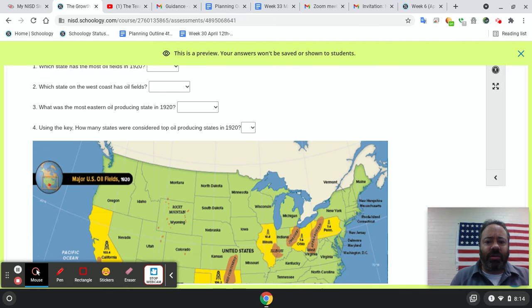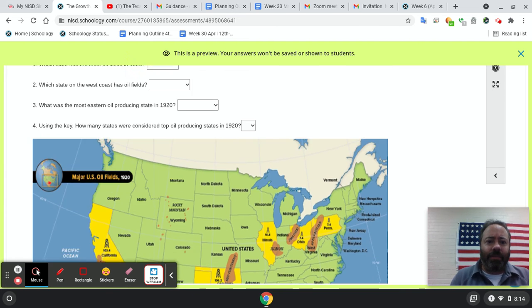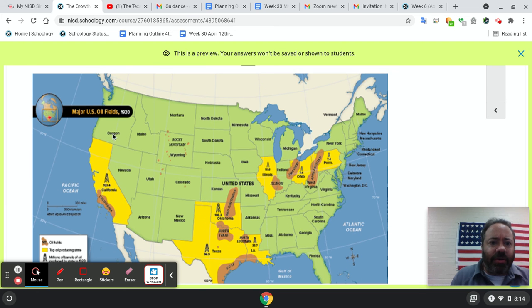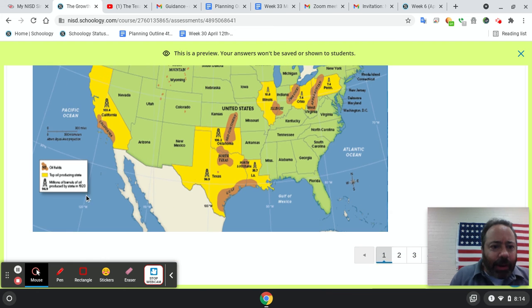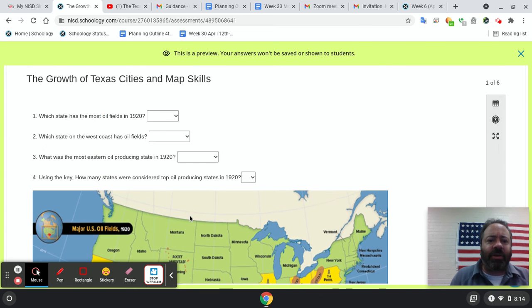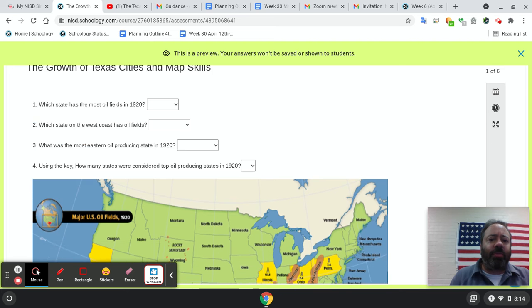First 4 questions here are based on this map. So here is the key over here, and the brown here is the oil fields. This is top oil producing states at the time. The year is 1920. And then this is millions of barrels of oil. I did not do any questions on that because it was hard to read.